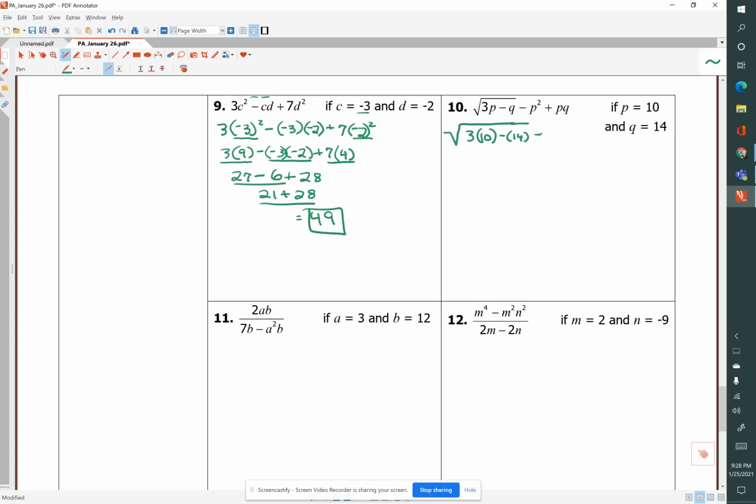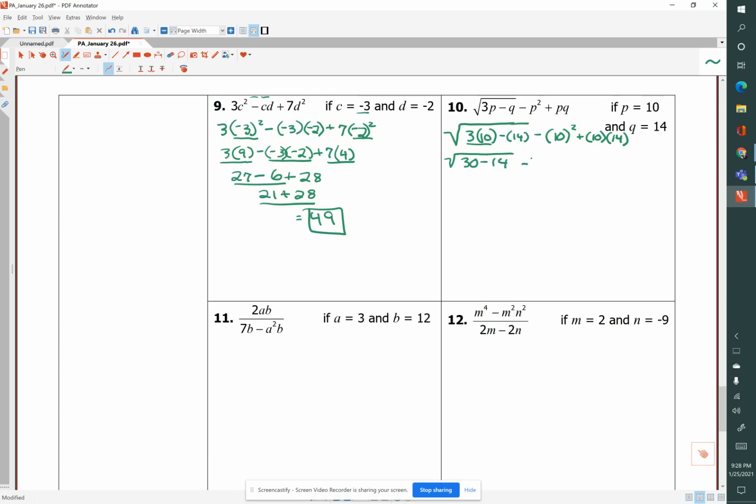Okay, then we subtract p squared, which is 10 squared, plus 10 times 14. So we'll work within the radical sign first, and within the radical sign, we'll do the multiplication. So we have the square root of 3 times 10, which is 30, minus 14.